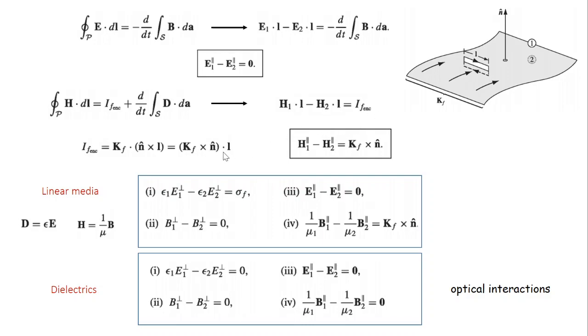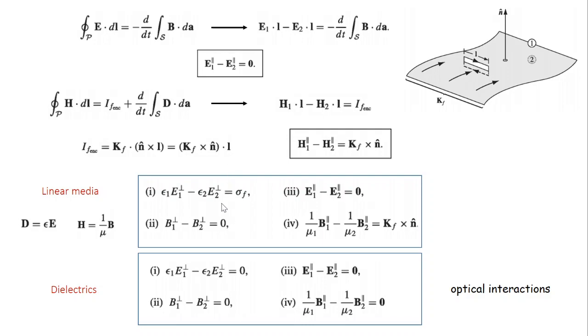So instead of I_f enclosed you can write this here. So the dot product is common, so you can cancel that and write H1 parallel minus H2 parallel equal to K_f cross n. So the parallel component of the magnetic field, or the auxiliary field, is discontinuous.